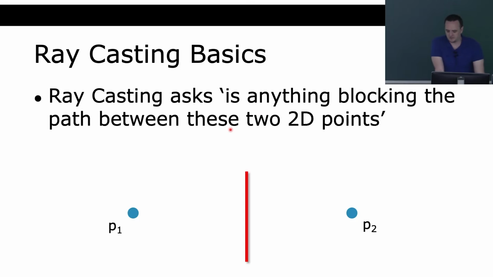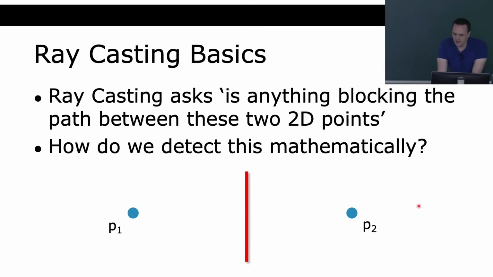So raycasting in its most basic form just asks, okay, I have a P1 and a P2, right? And is there anything blocking the path between these 2D points? So here, for example, we do have an example where there's something blocking the path between them. And so another way to ask that is, if I have this as a line segment and this as a line segment, do those two things intersect? That's the question that we're trying to ask.